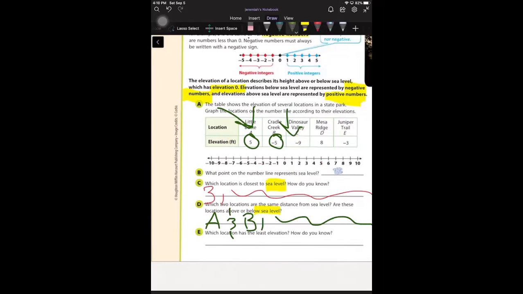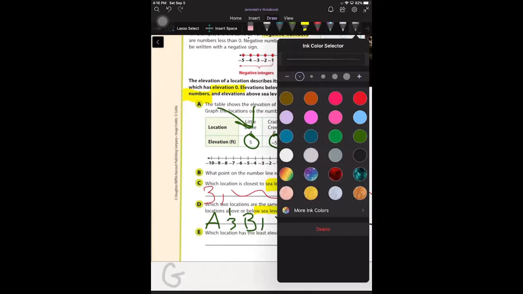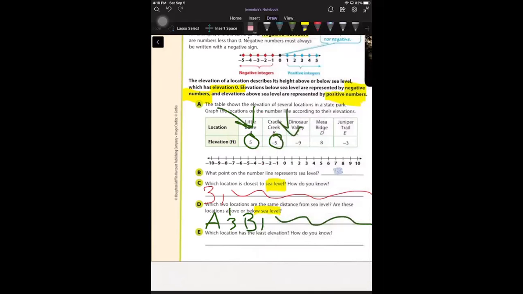All right. So next, okay. So next we have, let's get a different color here. Oh, bingo. All right. Which location has the least elevation? How do you know? Okay, so the least elevation is the lowest elevation there is. So let's take a look. Let's put it in order from greatest to least. Greatest to least. So here we go.